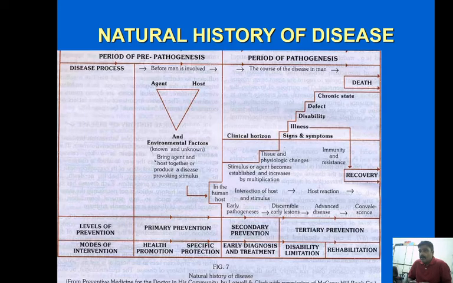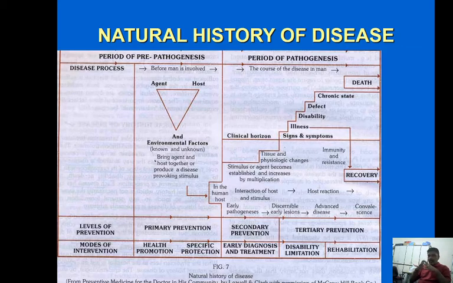So many times, once it enters the human host and the disease pathogenesis starts, the stimulus or agent becomes established and multiplies, causing tissue and physiological changes. Then there is a line called the clinical horizon. Below the clinical horizon, there is an asymptomatic phase. Once the clinical horizon threshold is met, that's when you get signs and symptoms. Then it leads to illness, disability, defect, or death, or sometimes from illness you have a recovery. That's how it is mostly in terms of the natural history.